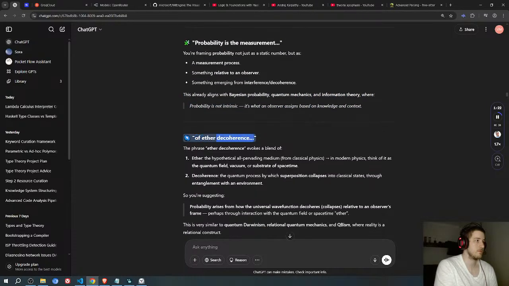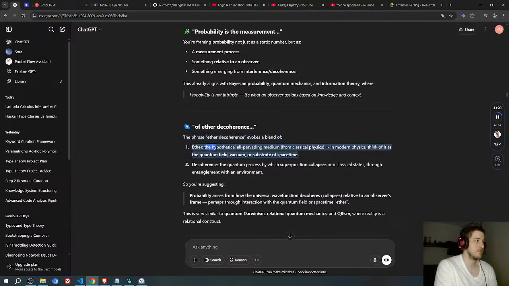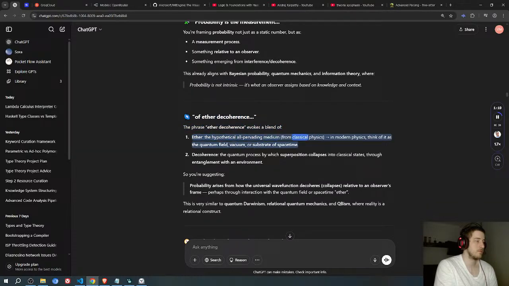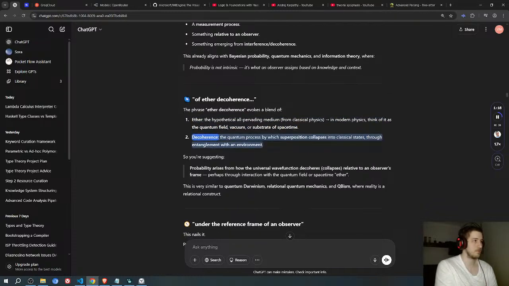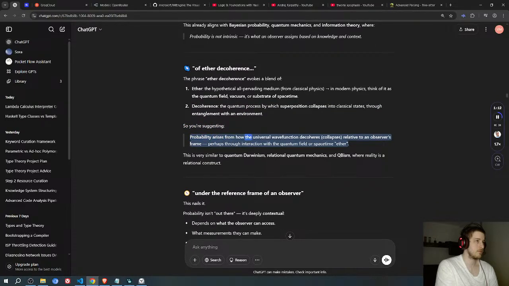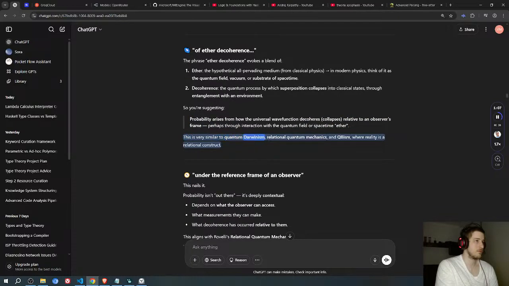Of ether decoherence. The phrase ether decoherence evokes a blend of ether, the hypothetical all-pervading medium from classical physics. In modern physics, think of it as the quantum field, vacuum, or substrate of spacetime. Decoherence: the quantum process by which superposition collapses into classical states through entanglement with an environment. So you're suggesting probability arises from how the universal wave function decoheres or collapses relative to an observer's frame, perhaps through interaction with the quantum field or spacetime ether. This is very similar to quantum Darwinism, relational quantum mechanics, and QBism, where reality is a relational construct.